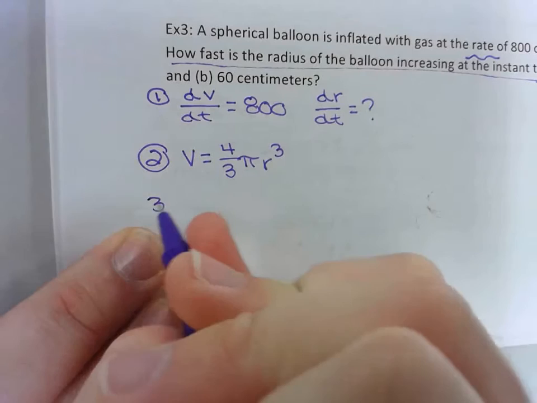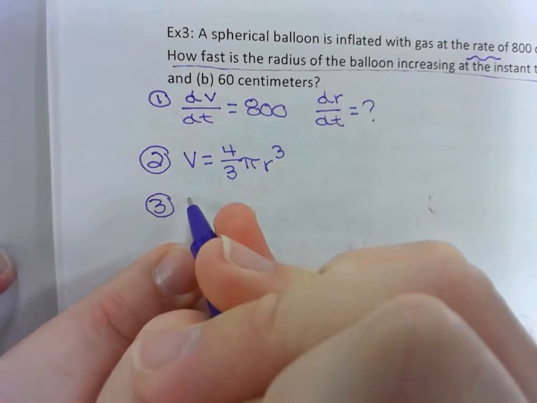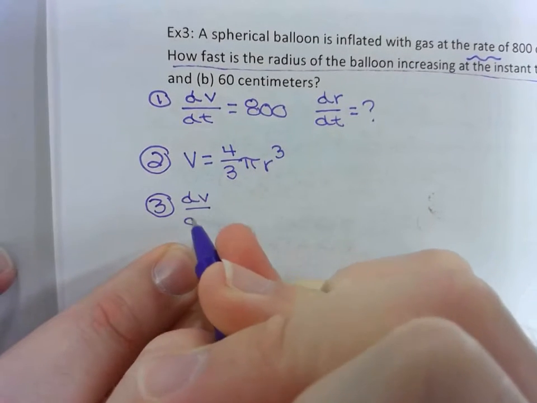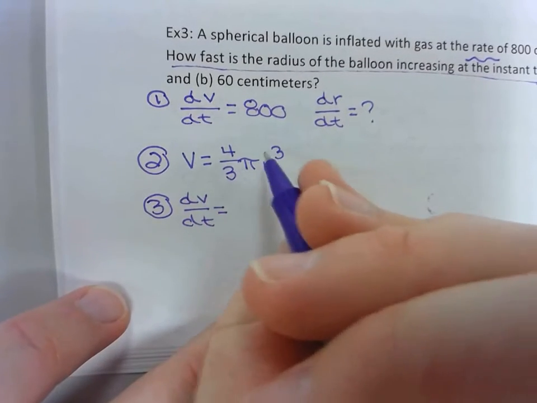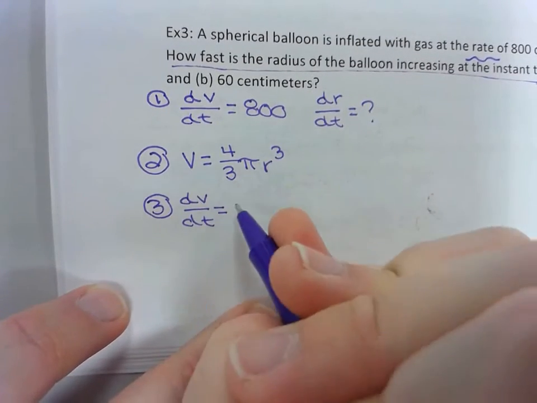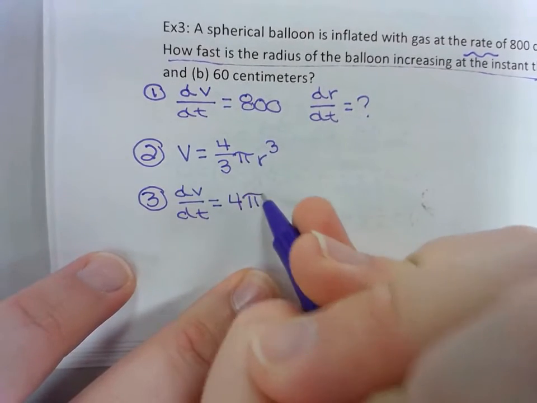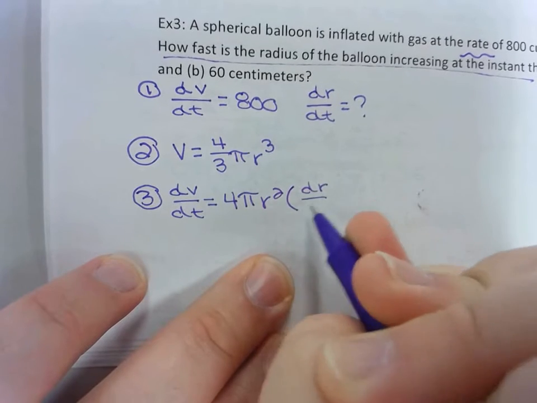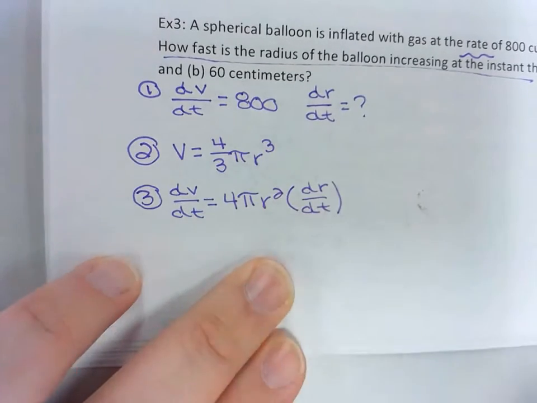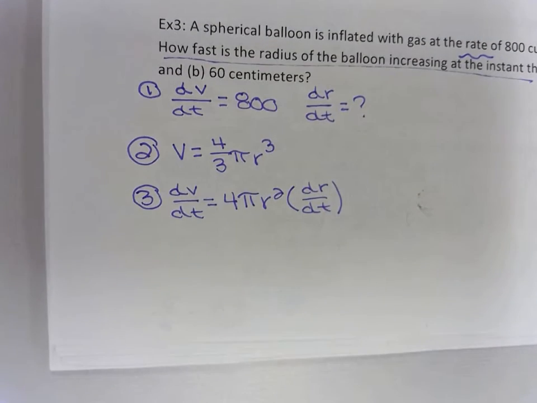Third step, let's go ahead and take the derivative. So that's going to be dV over dt equals, bring the exponent out front, 4/3 times 3 is 4, pi r squared, and that's going to be dr dt. So take the derivative. Make sure when you take the derivative of r, V, or whatever, you put dr, dV over dt.